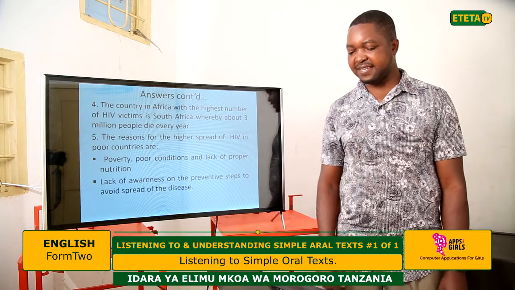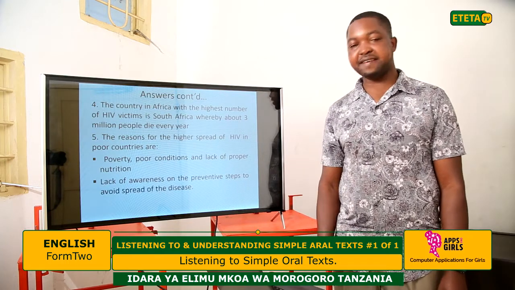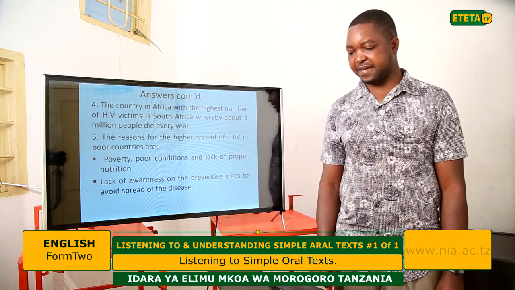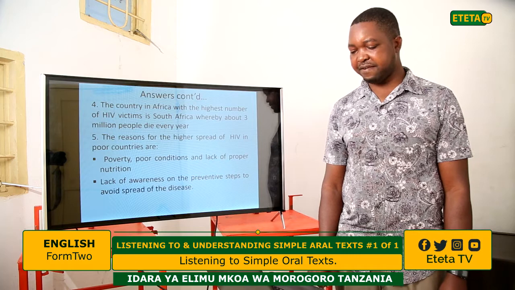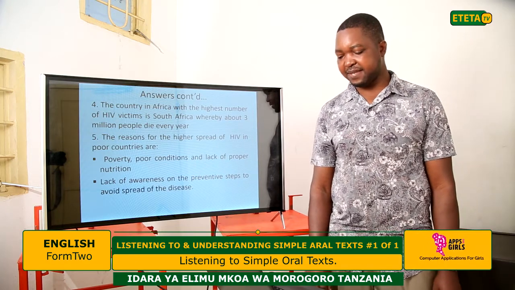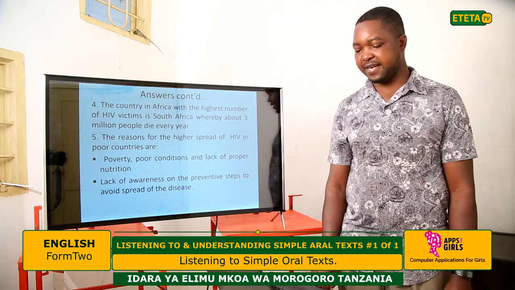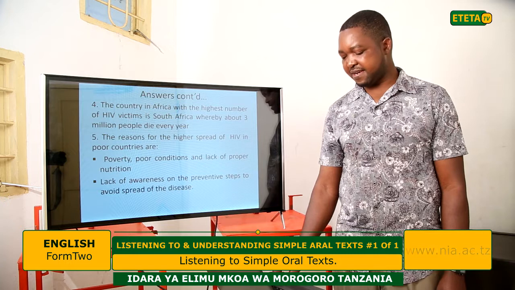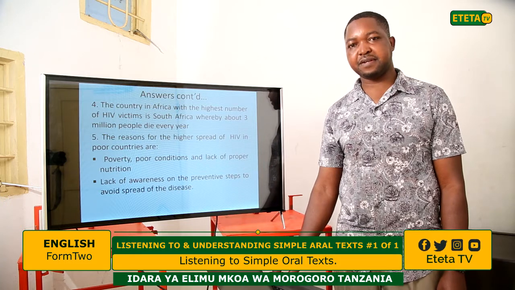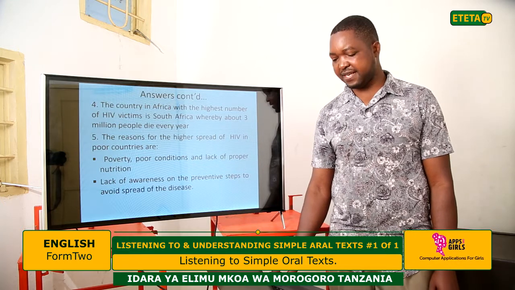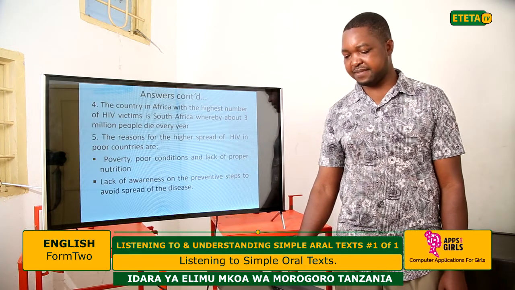The second reason for the spread of HIV/AIDS in poor countries is lack of awareness on the preventive steps to avoid the spread of the disease. That is the second reason which led to the rapid spread of HIV/AIDS in poor countries, or in developing countries.